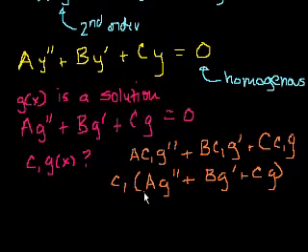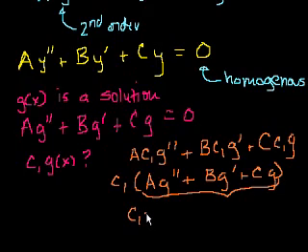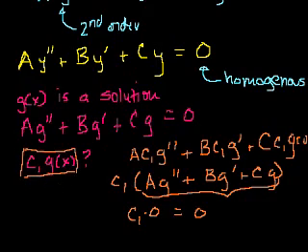And lo and behold, because we know that g of x is a solution, we know that this is true. So this is going to be equal to 0, right? Because g is a solution. So if this is 0, c1 times 0 is going to be equal to 0. So this expression up here is also equal to 0. Or another way to view it is that if g is a solution to this second order linear homogeneous differential equation, then some constant times g is also a solution.